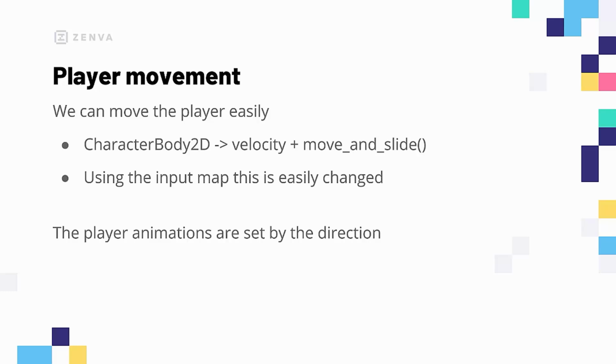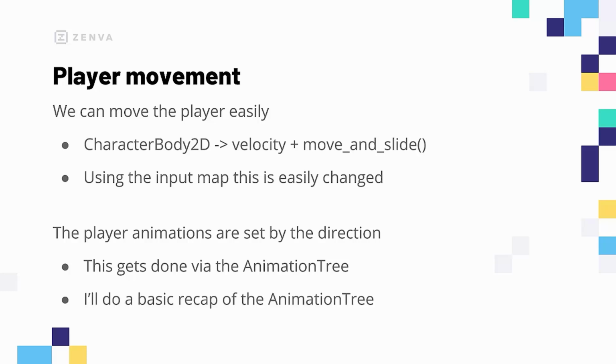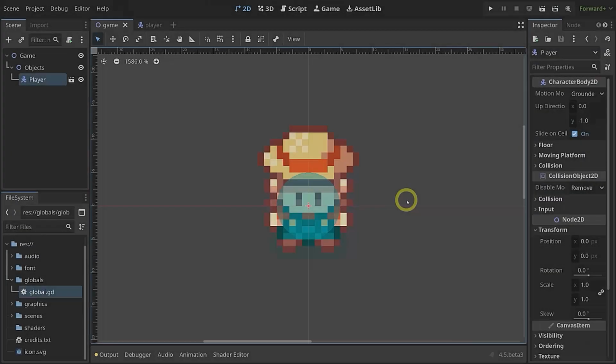For the animations, we're going to use the player move direction. But once again, since we have a ton of animations, we have to use the animation tree. Now, I am aware that for beginners, the animation tree does look a bit confusing and quite intimidating. So I will do a basic recap of it. And I guess we can get started with the actual player movement.